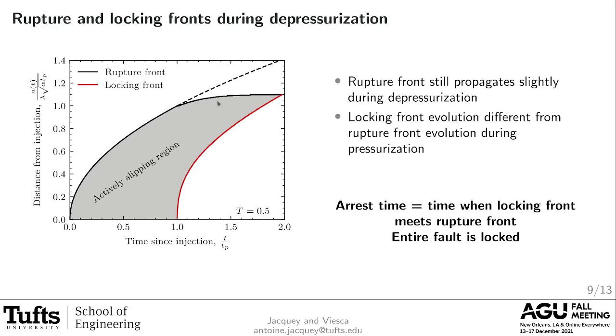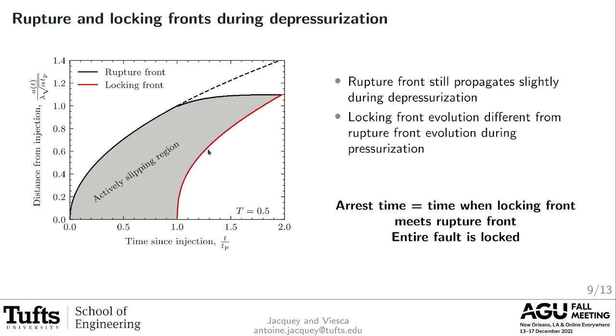If we have a look at the evolution of the rupture front and the locking front over time, here in black you see the evolution of the rupture front, and in red the locking front. I also added in a dashed black line the evolution of the rupture front if injection had continued. One main result that we can see here is that the rupture front still propagates during the depressurization phase, even if it's at a much slower pace than if injection had continued.